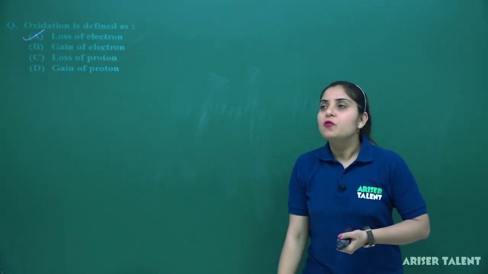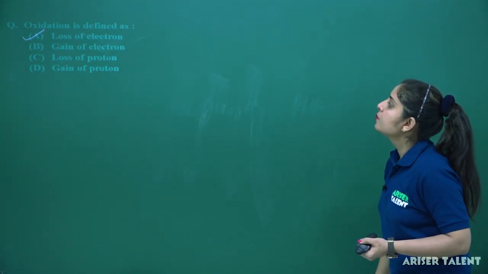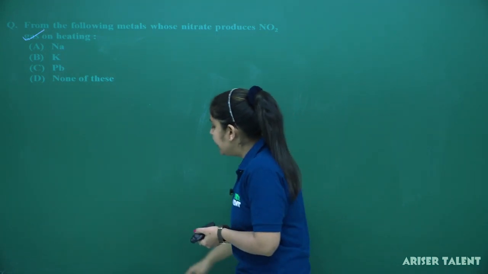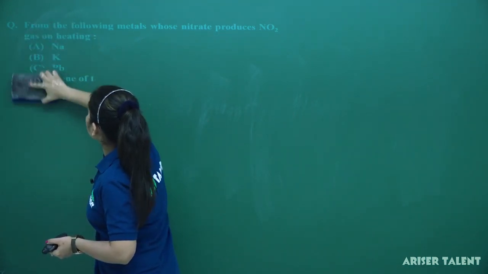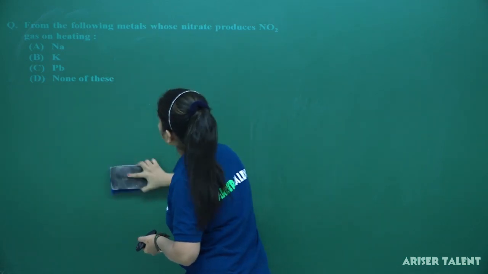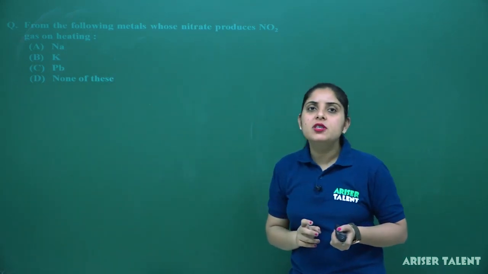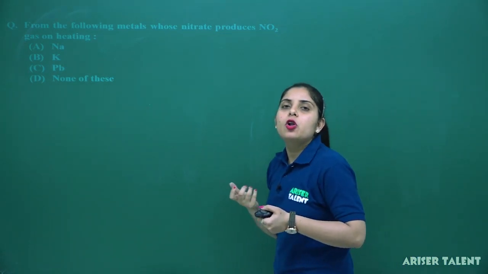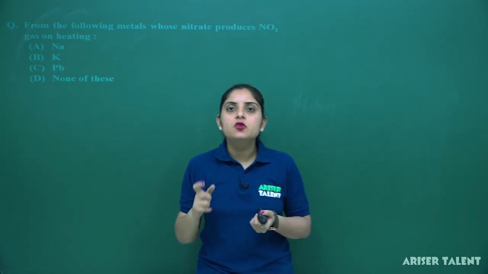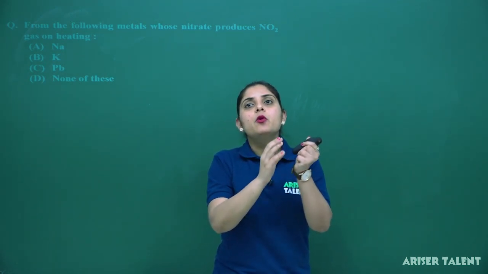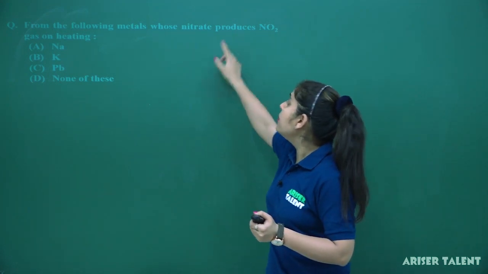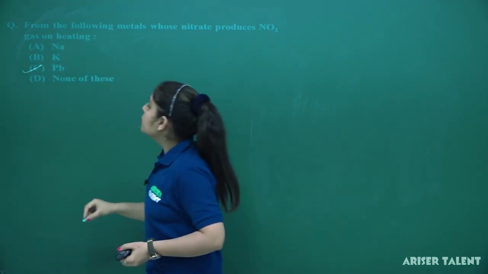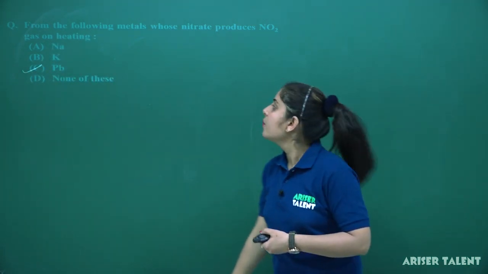Now we are on our next question. Which of the following metals has a nitrate that produces NO2 gas on heating? Now, if I consider the following options here, Na will not produce NO2 gas on heating. Potassium will also not produce the NO2 gas on heating. So the correct option here will be lead. If I heat lead nitrate, it will produce the NO2 gas. So the correct option is option number C, that is Pb.